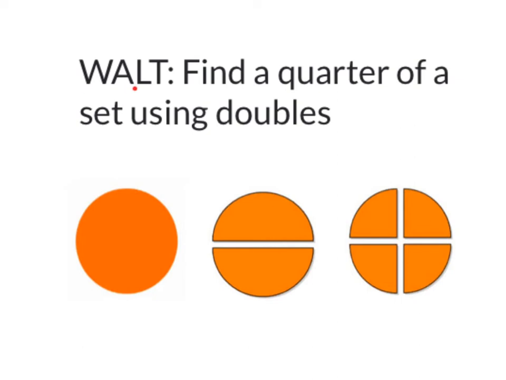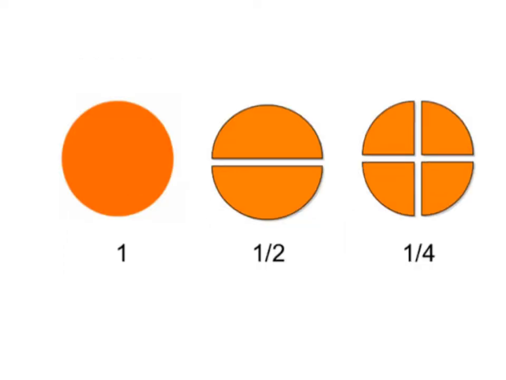We are learning to find a quarter of a set using doubles. Let's start by having a look at these pictures. Each of these circles represents an amount. This first circle is one whole. It hasn't been cut up into any fractions.